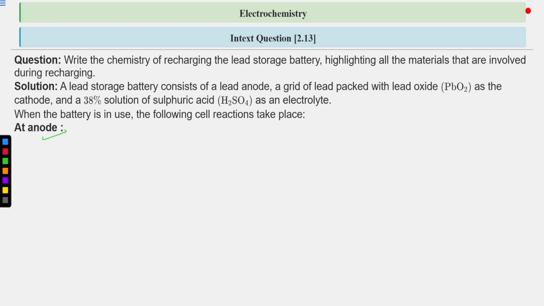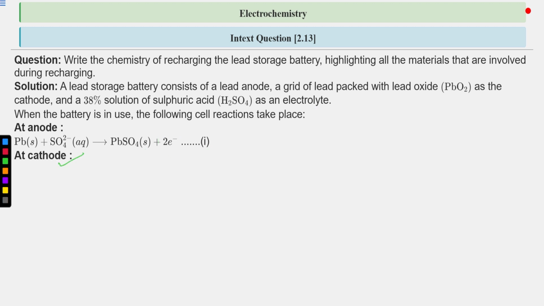So if we are talking about a reaction of the cell, firstly we will talk about the anode reaction, then cathode reaction, and then the overall reaction. So at the anode, the reaction happening is lead is reacting with the sulfate ions which we are getting from the 38% solution of sulfuric acid which we are using as an electrolyte, converting itself to the lead sulfate PbSO4, and we are also getting 2 electrons as it is an oxidation process happening at the anode. Let's say this is the first reaction.